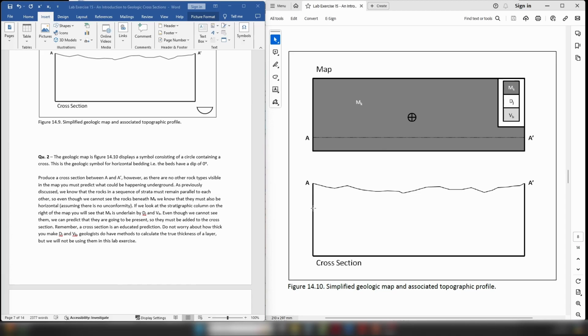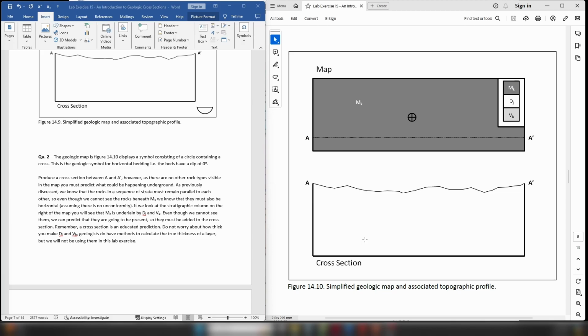And so on your cross section, what you're going to do is essentially draw 3 horizontal layers of rock, MK, DJ, and VB. So even though you can't see DJ and VB on the geologic map, you can infer their presence from the stratigraphic column. And so you can draw them as part of your cross section. So you're probably thinking to yourself, okay, I know I'm going to draw these 3 layers, but how thick am I supposed to make them?